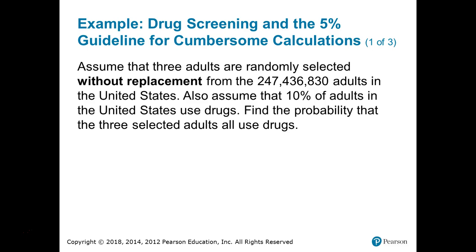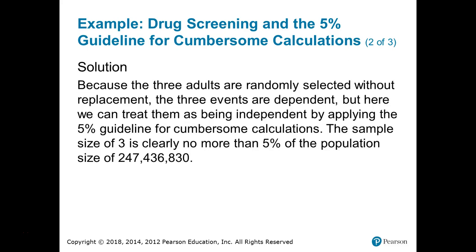So we are randomly selecting 3 adults without replacement from the 247,436,830 adults in the United States. Now we say that assume 10% of adults do drugs. Find the probability that the 3 randomly selected adults all use drugs.